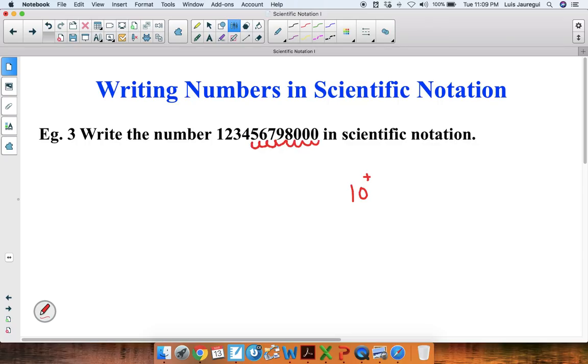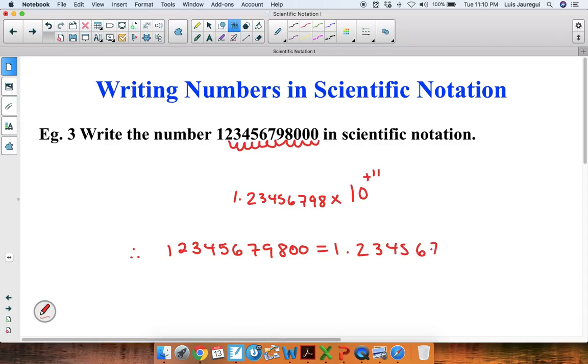8 times, 9 times, 10 times, 11 times. So that gives us the rest of our exponent. And we can say that we have 1.23456798 times 10 to the 11th power. So we can say, therefore, this particular number is equal to 1.23456798 times 10 to the 11th power.